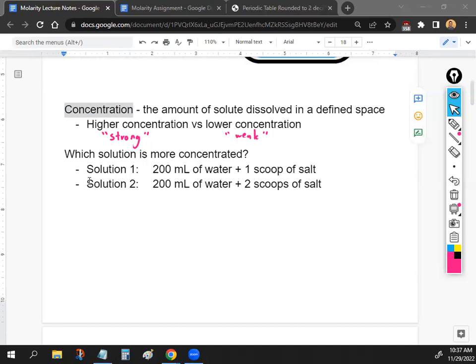Okay, so here, let's jot this down. Just write this on your paper. We'll say that solution 2 is more concentrated, and the reason why is because it has more solute. Okay, so that's an easy way to think about concentration. If there is more solute, more stuff dissolved in it, then that means it's going to be stronger, right? That's one of the things that's important when we're thinking about concentration. The more solute you have, the more concentrated it is.